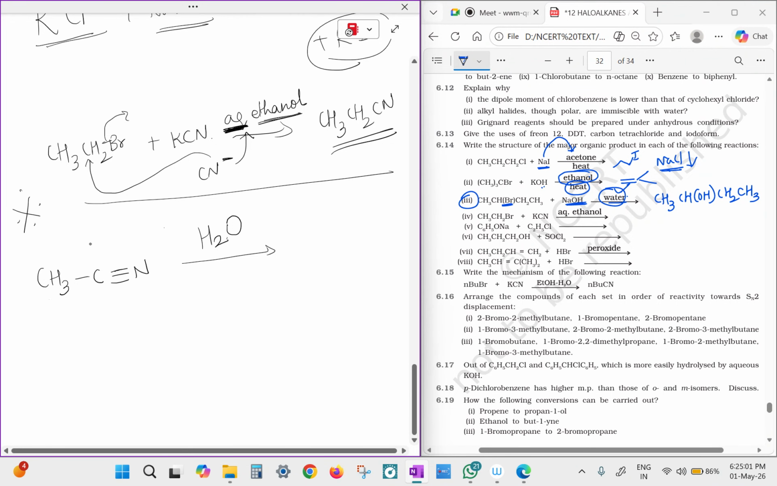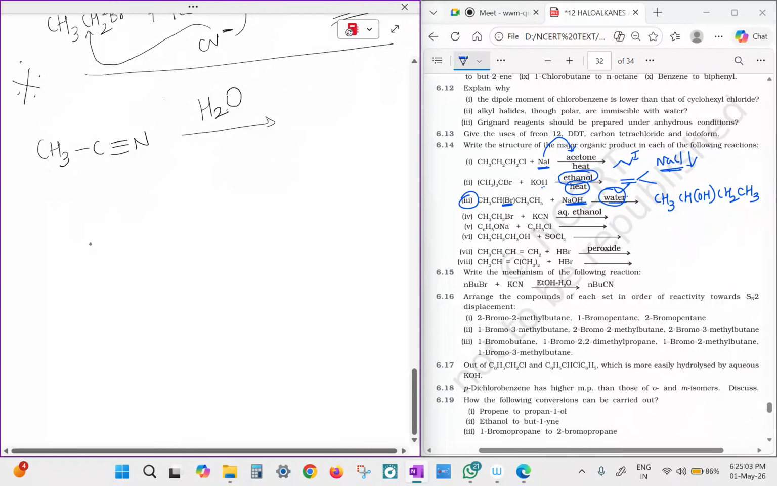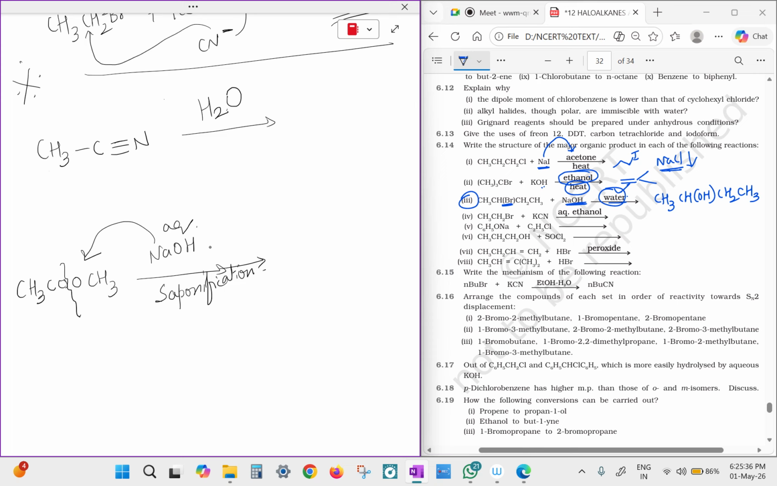When I do so, I'll just recollect one of the previous reactions that we have studied. Do you remember CH3COOCH3 when treated with aqueous NaOH in class 11? This was called saponification. Do you remember that? Yes, ma'am. What we used to do? Break down the ester in the presence of an alkali. It was called alkaline hydrolysis. Remember? So what would be the product?